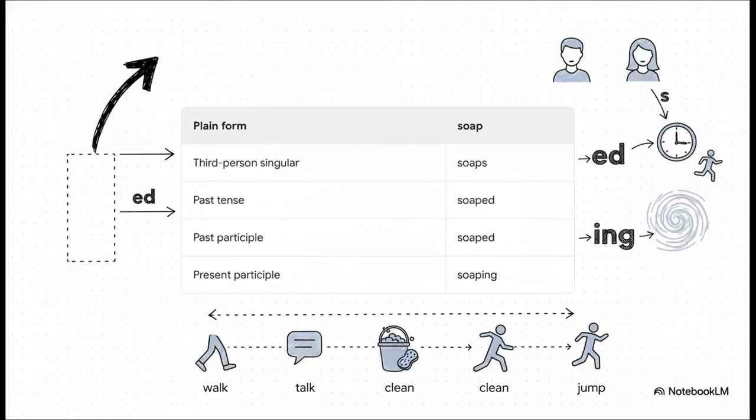Okay, everyone, this right here, this is the absolute jackpot. This little table isn't just the blueprint for the verb soap. This is the blueprint for thousands of what we call regular verbs in English. Want to talk about the past? Just add ed. Talking about right now, add ing. Talking about he or she, add an s. Once you learn this pattern for soap, you've also learned it for walk, talk, clean, jump. I mean, the list just goes on and on and on.